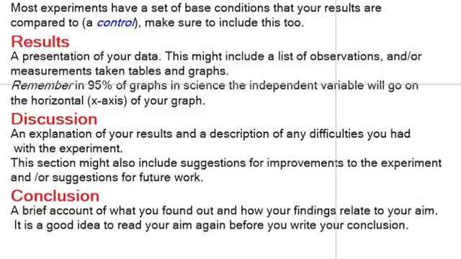After you've put a method down, you should have your results. Your results can be observations. It smelt. It was blue in colour. But also, a lot of your results will actually be measurements that you've taken. And the simplest way of presenting that information, the measurements you've taken, is with a table or a graph. Remember, in 95% of graphs done in science, the independent variable goes along the horizontal x-axis, the dependent variable will go on the y-axis.